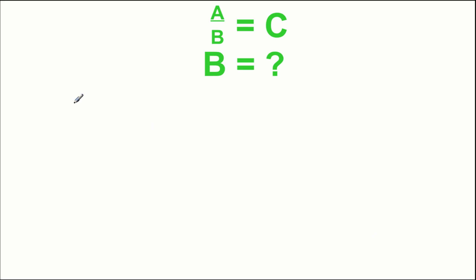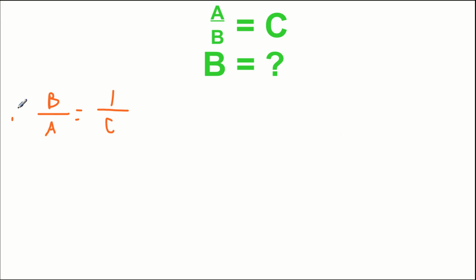If B is on the bottom, we got two options. Option 1, we can flip both sides. If I flip both sides, I would have B over A equals 1 over C. Everybody okay with that step?